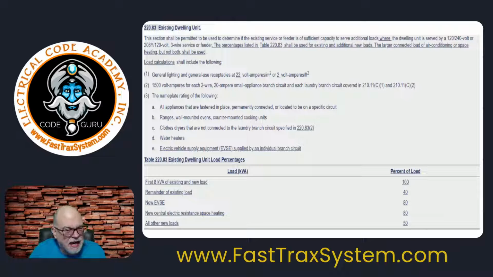And then what you've got is, if you're dealing with a brand new EVSE, then you're going to have a reduction of 80% of the nameplate. If you're going to have a new central electric space heating, then you're going to have 80%. If you have all other new loads, and when we say all other new loads, this could be air conditioning, right? If you have air conditioning as an other new load, because you notice that it's not down here, right? Then that would be at 50%. And so this is how they graduated all of this into the new way to do it.